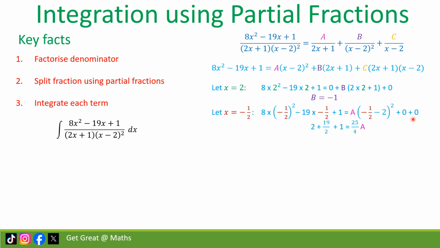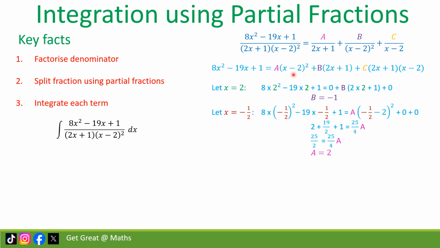So if I simplify this, I get 8 times minus a half squared, which is a quarter. So 8 divided by 4 is 2. The minus times the minus becomes a plus, so I've got 19 over 2 and the plus 1 stays the same. Then I've got minus a half minus 2, which is minus 2.5 or minus 5 over 2. And when I square that, it becomes 25 over 4, because a minus times a minus is a positive. I can simplify these terms together to give me 25 over 2 is going to equal 25 over 4 lots of a. Then dividing by 25 and multiplying by 4 gives me a value for a equal to 2, which is the value of the numerator here.